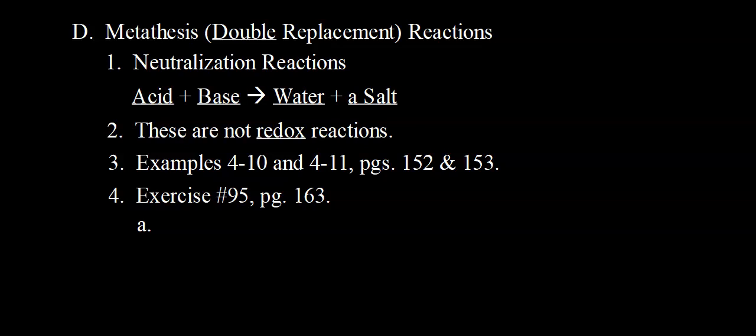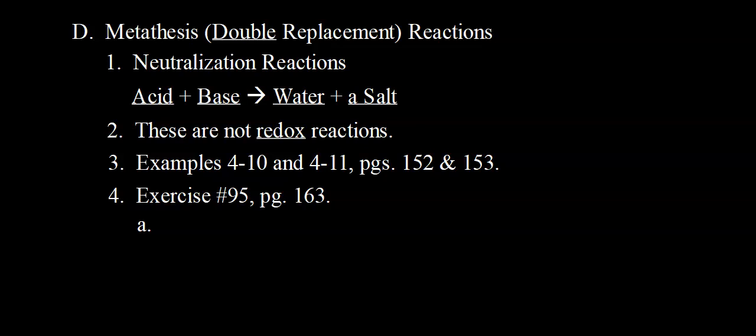Take a look, page 152, example 410. Read along. It says, predict the products of the reaction between hydroiodic acid and calcium hydroxide. Write balanced formula units, total ionic and net ionic equations. So you'll be doing this exact same thing on your homework and on the test, where you write the complete equation, and then the ionic equation, and then the net ionic equation.